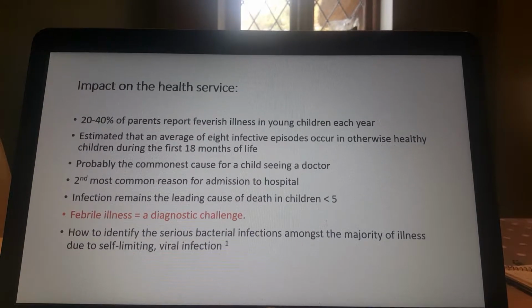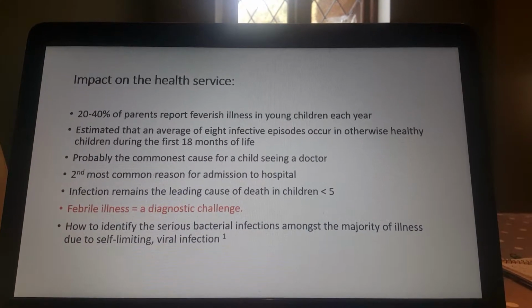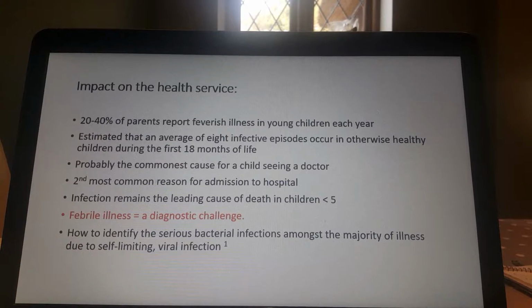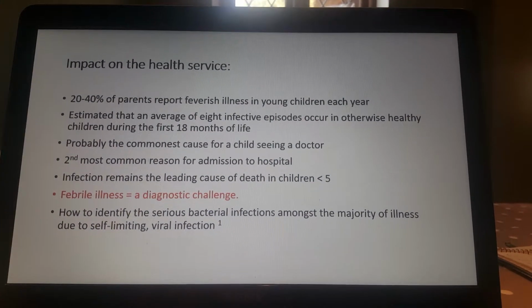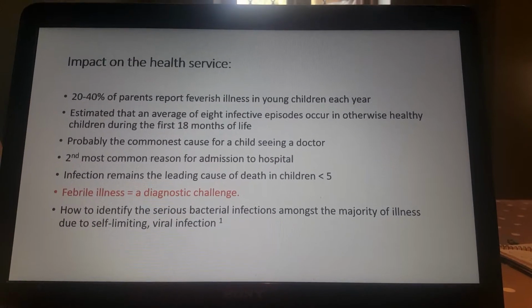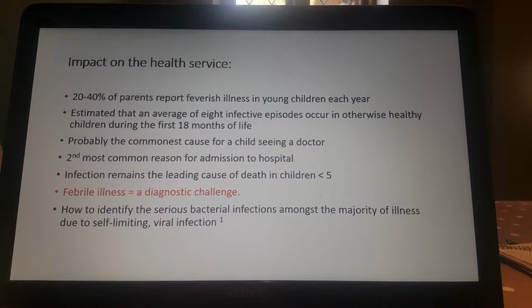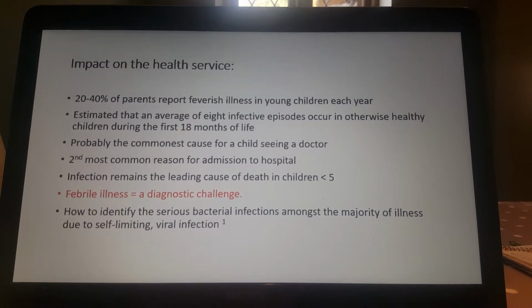So a febrile illness really does present a diagnostic challenge. And the main problem is, how do we pick out those serious bacterial infections, which are obviously not very common, from the incredibly common viral infections, which will undoubtedly be self-limiting.